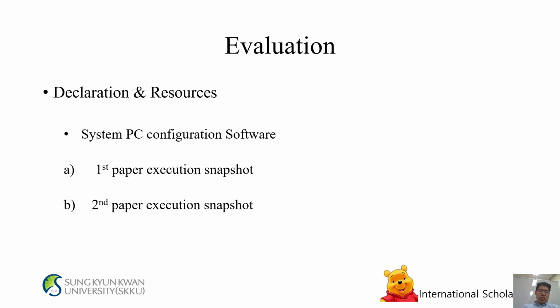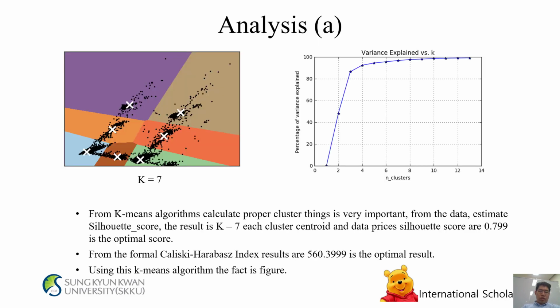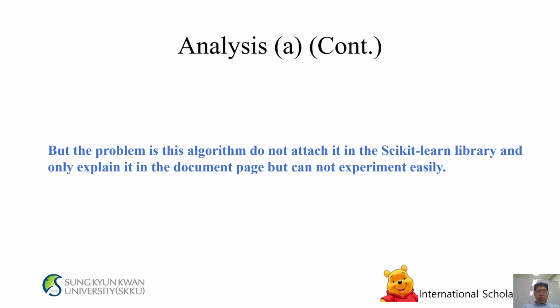Evaluation, declaration, and resources: system PC configuration and software. A, first paper execution snapshot. B, second paper execution snapshot. Analysis A: k equals 7 is the result for the experiment. From the k-means algorithm, calculating the proper cluster number is very important. From the estimated silhouette score, the result is k equals 7. Each cluster centroid and data point gives a silhouette score of 0.799, which is the optimal score. From the Calinski-Harabasz index, the result is 560.3999, which is the optimal result.